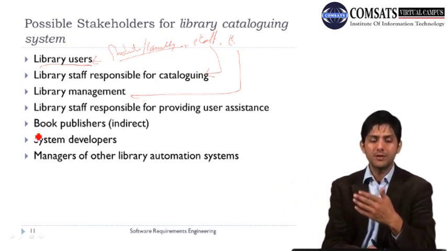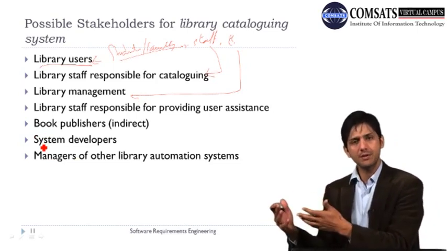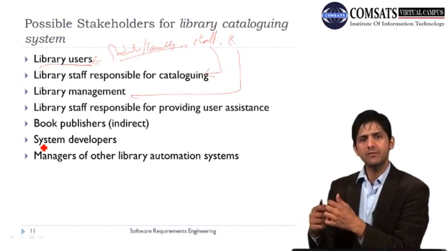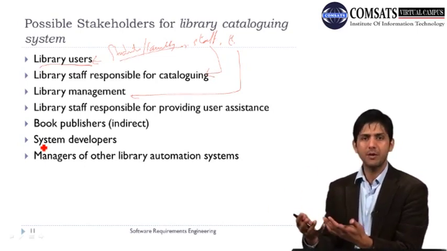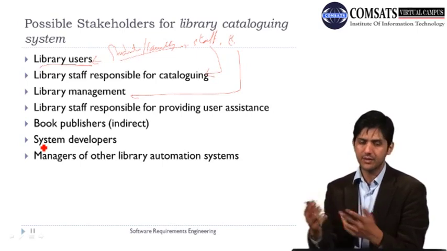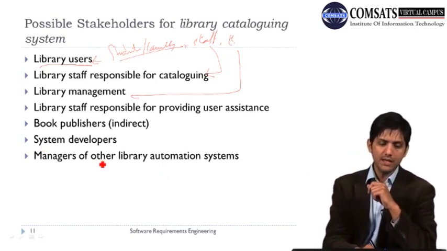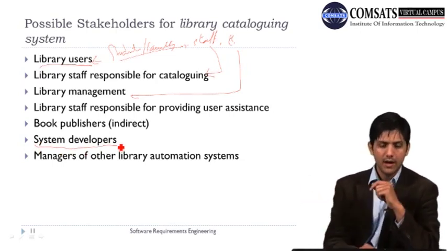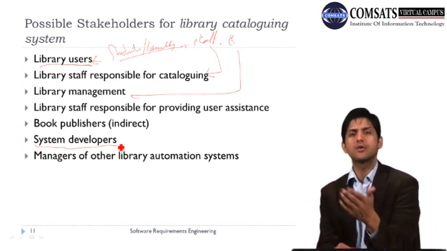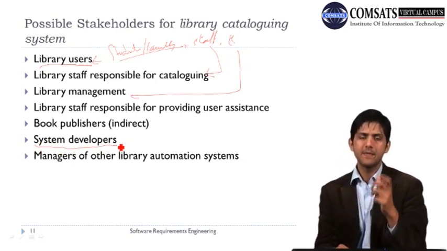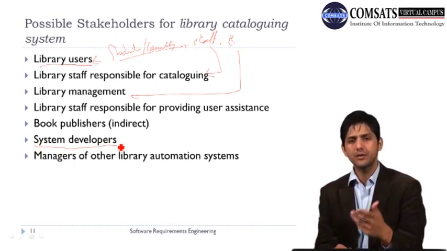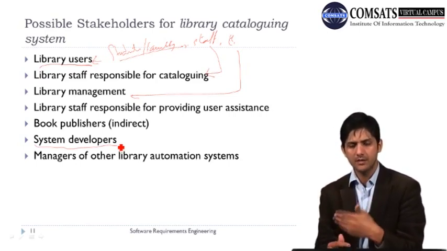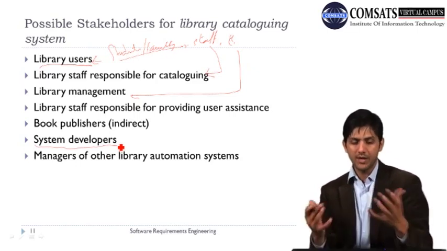Then you have certain book publishers who can be indirect users of this system, because you might have book publishers involved with you, and whenever a new edition of a book is published, they notify you and things like that. So it can also be automated in the system. Then you might have the system developers who are going to actually develop this particular system. They are also stakeholders. And managers of other library automation systems are also stakeholders, because they are one key resource. You can go and talk to them, and they can help you in understanding the process, the domain, and the problem area in general.